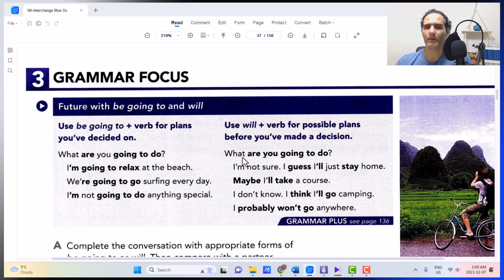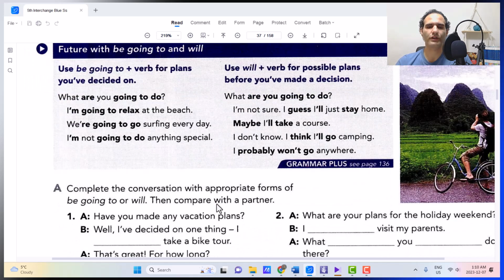With will, what are you gonna do? I'm not sure. I guess. So some of the clues here for will are guess, maybe, I think, probably. All of these are clues for the time that you do not have any plans. So use will. I guess I'll just stay home. Maybe I'll take a course. I don't know. I think I'll go camping. And I probably won't go anywhere. So I haven't decided about that. You got it? Good.